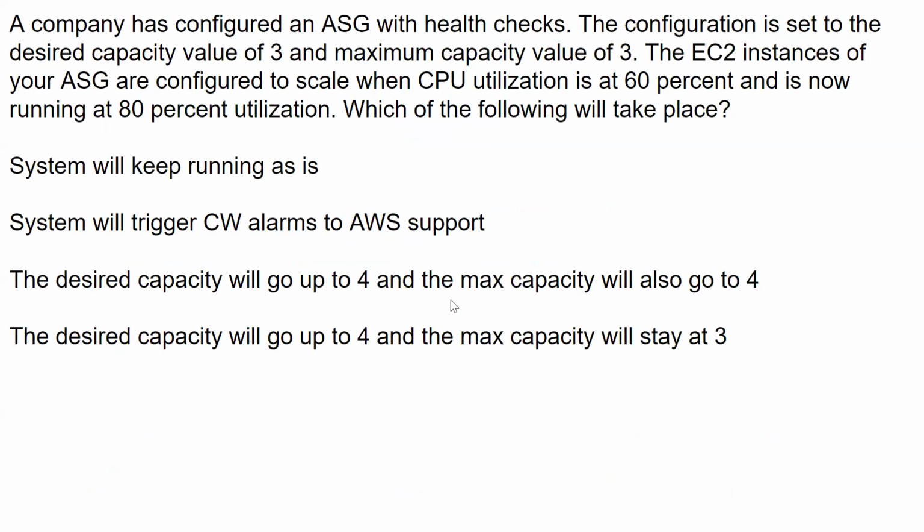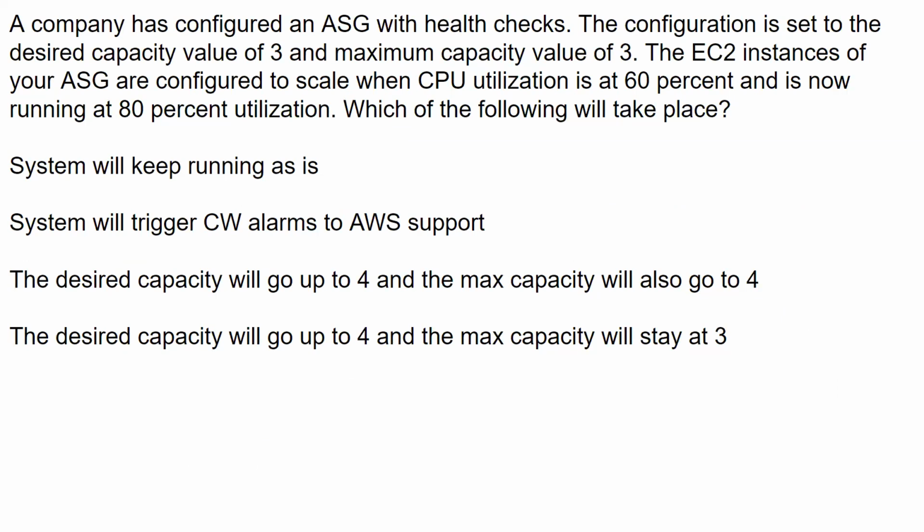A company has configured an ASG with health checks. The configuration is set to the desired capacity value of 3 and maximum capacity value of 3. The EC2 instances of your ASG are configured to scale when CPU utilization is at 60% and is now running at 80% utilization. Which of the following will take place?